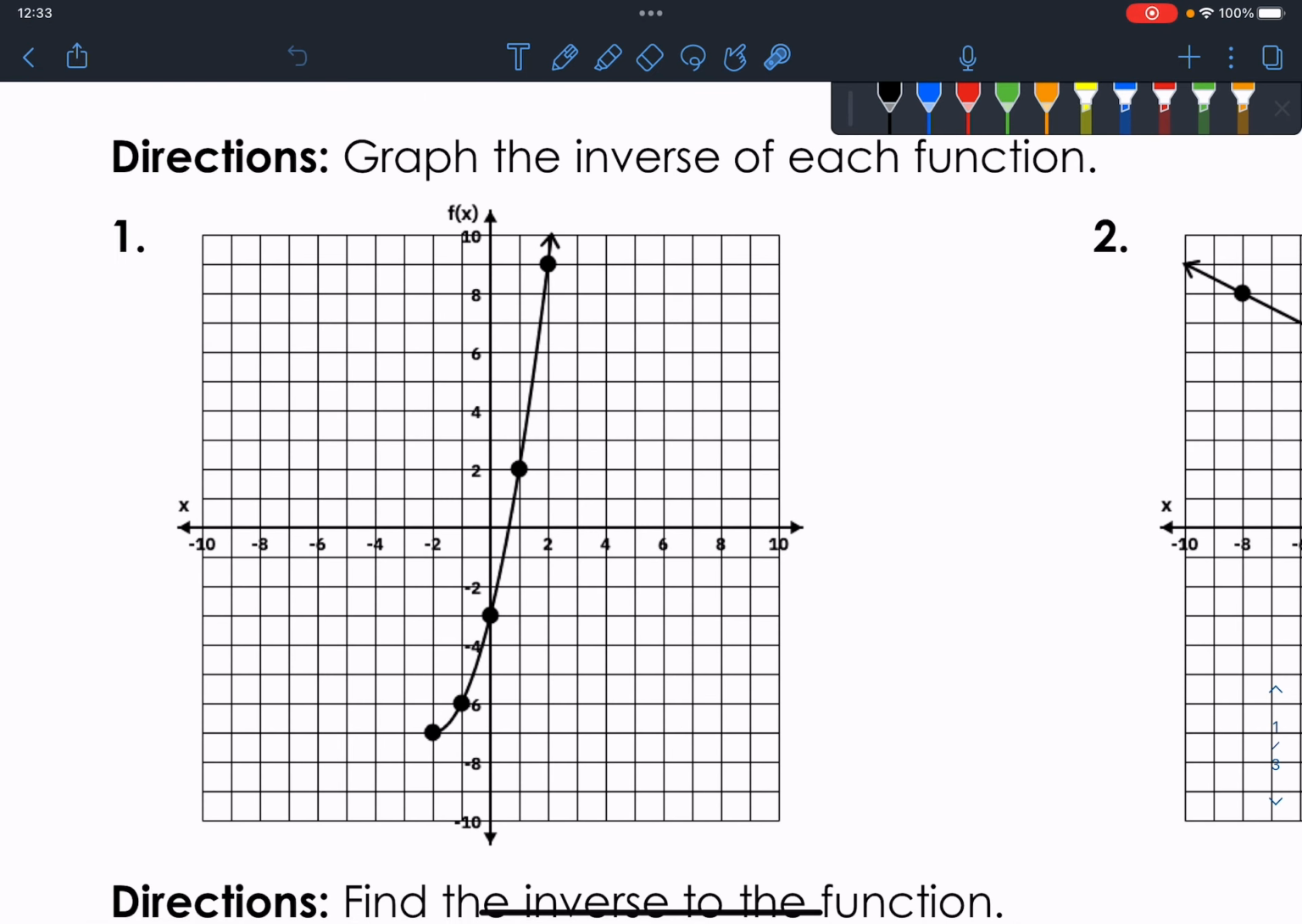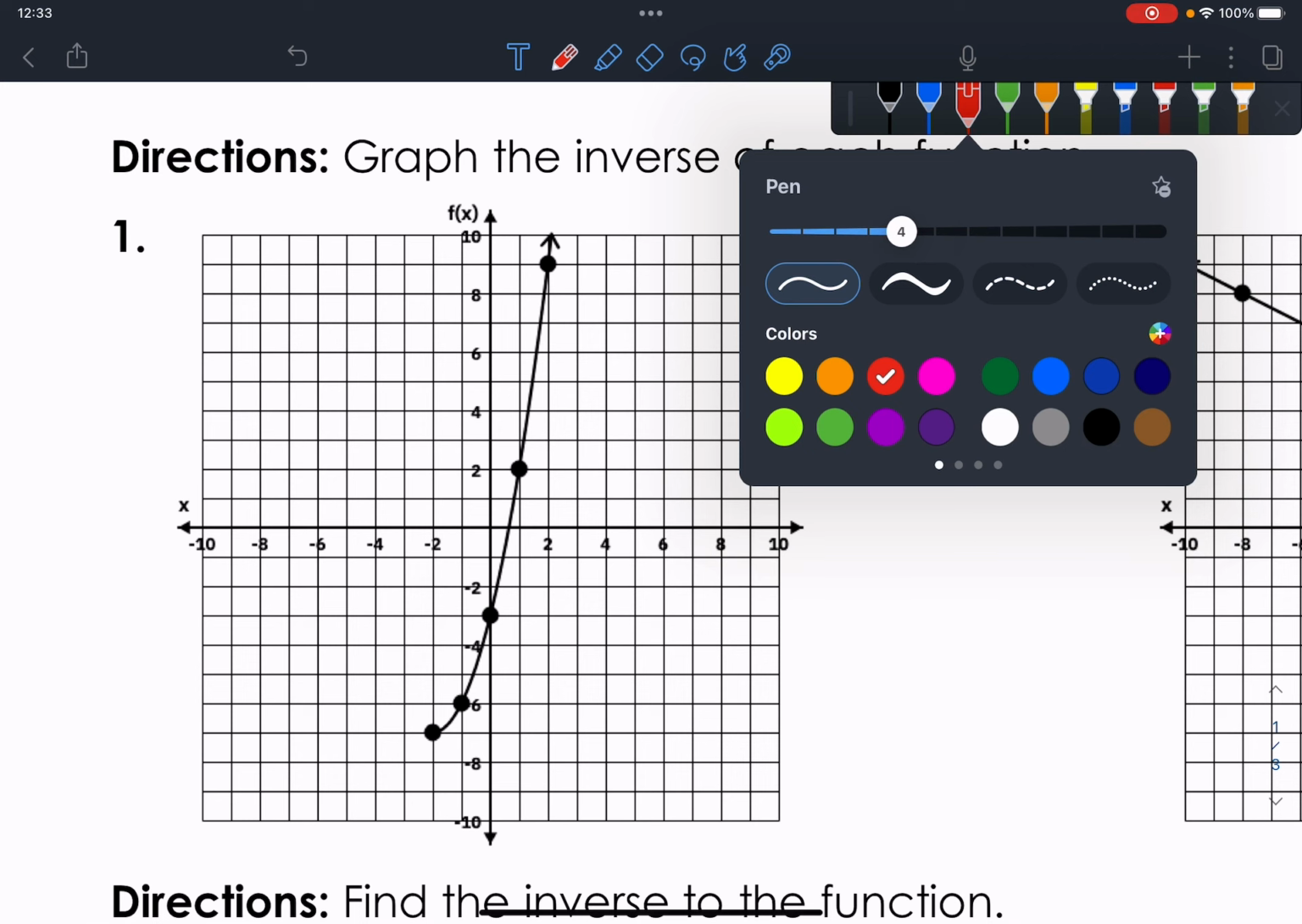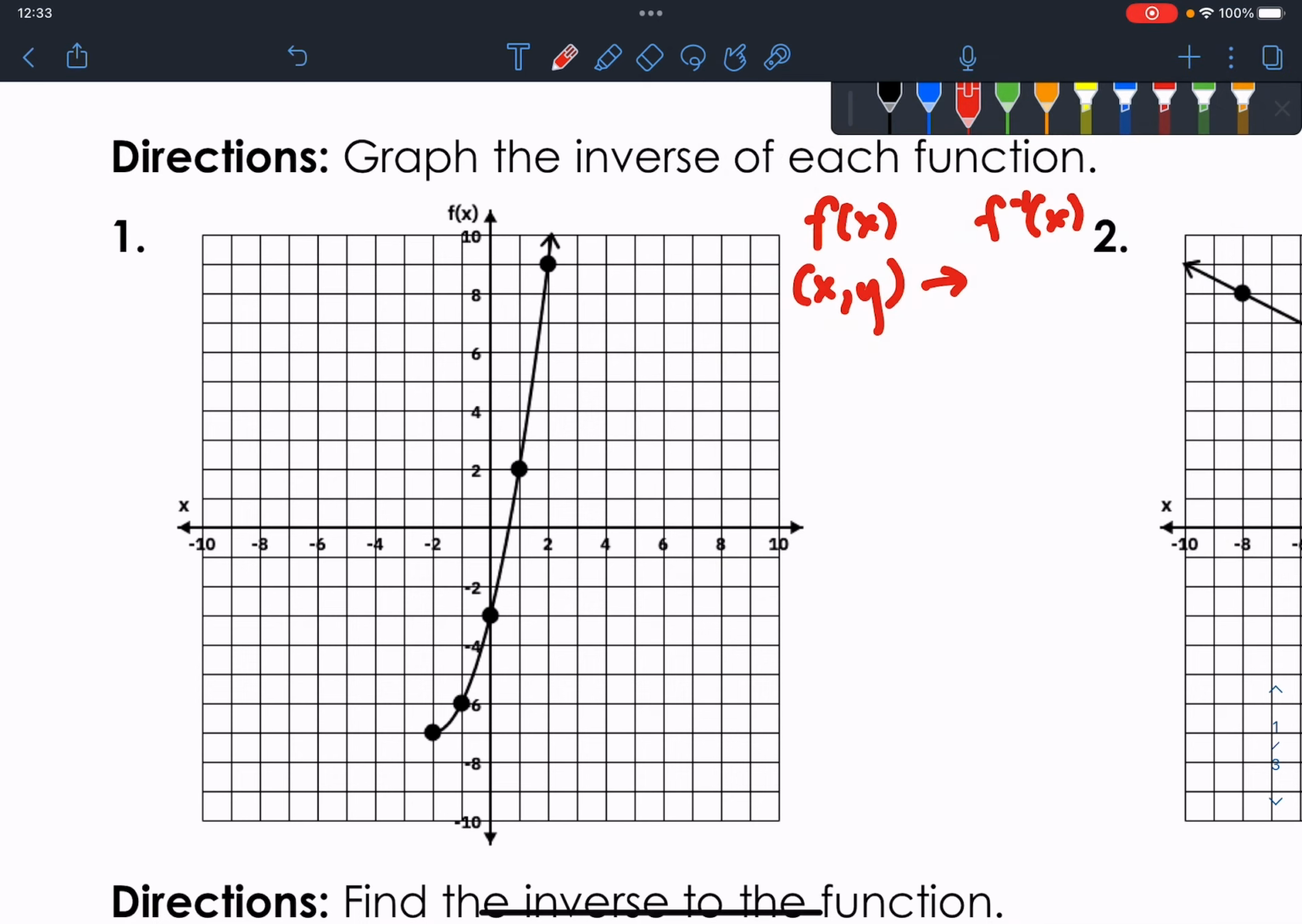So this is the graph of f of x, and the inverse is going to be a reflection of this across the line y is equal to x. So we want to reflect it across this line, which simply means that these points get flipped for every x and y that's on f of x. On the inverse, we'll have y and x. So we just simply switch the domain with the range.